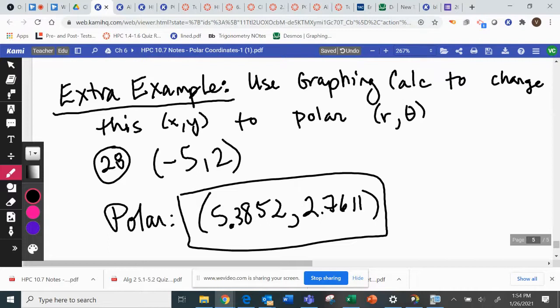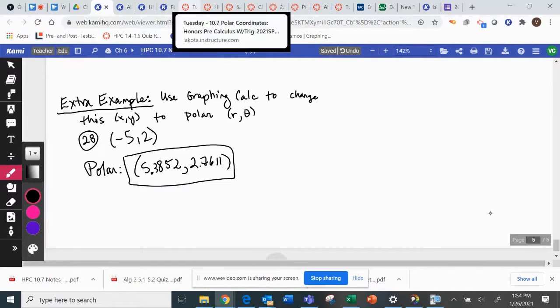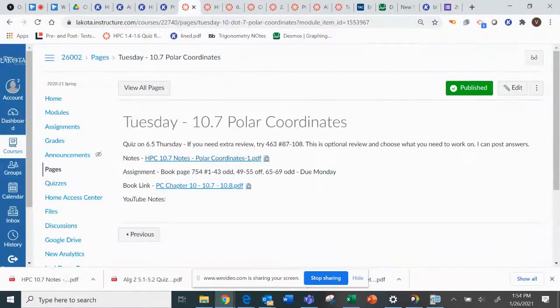Okay. If you guys have any questions, definitely feel free to ask. One more thing I wanted to say before we start. If you didn't read it yet, this is what I should have talked about, but I didn't because you guys were at your locker. We're going to have a short quiz on Thursday. It's going to be on 6.5. We spent a few days on 6.5. We're going to take a small quiz on it.